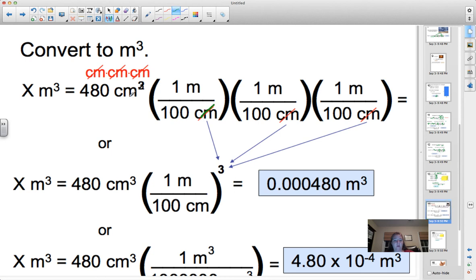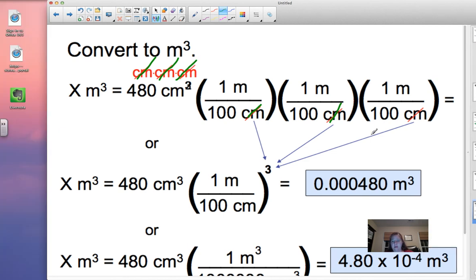Now that's going to get rid of one of these, okay? We still have 2 left, so we have to do this 2 more times. So 1 meter over 100 centimeters again gets rid of that second one. And 1 meter over 100 centimeters again will get rid of that third one. Okay, so all of these centimeters are going to cancel out, which is what we want. And we're left with these meters up above. Now remember, we're multiplying these meters, so that's where we get the meters cubed.